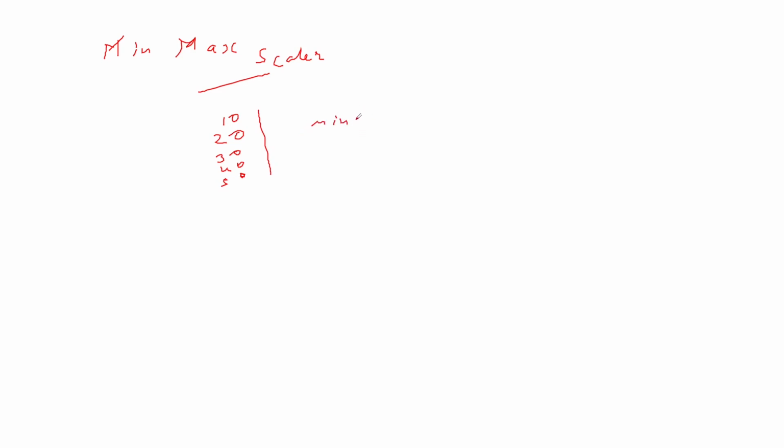So min is going to be 10. Okay, then max is going to be your 50. So the formula for min max scaler is, it says x, whatever the value is, minus min divided by max minus min. Okay, so what it does is it tries to get whatever the value is between the range 0 to 1. Okay, so all your values will be from the range 0 to 1.